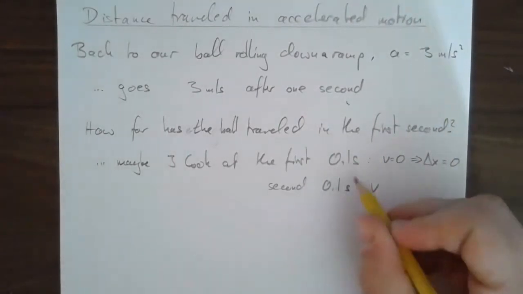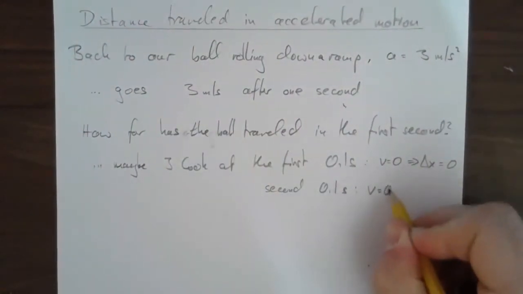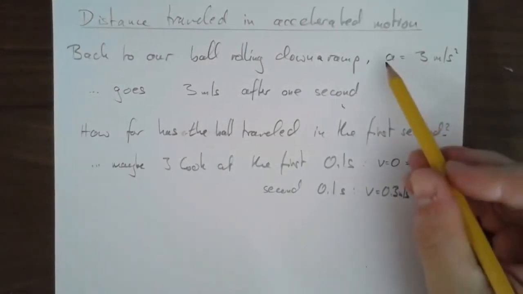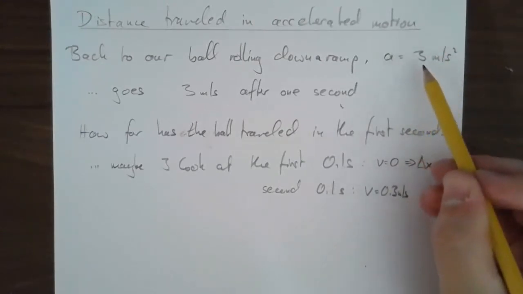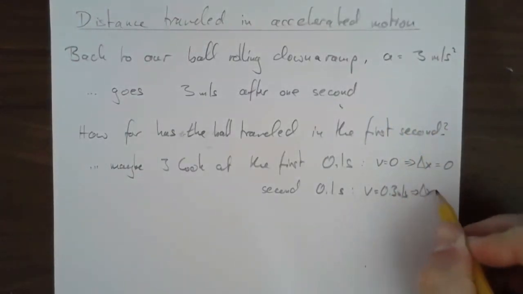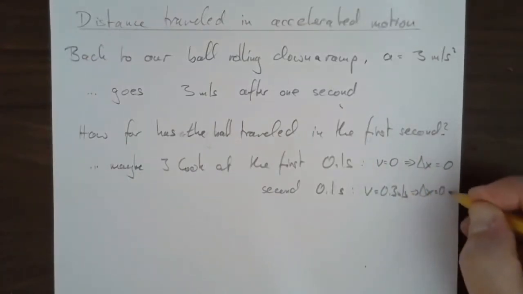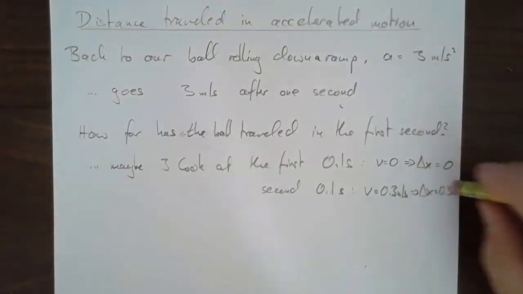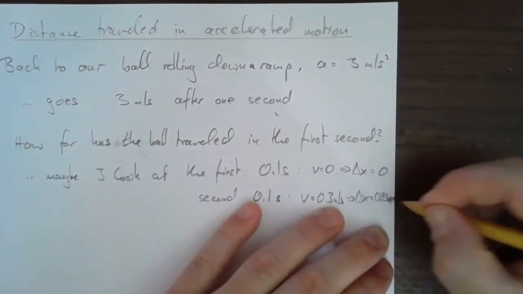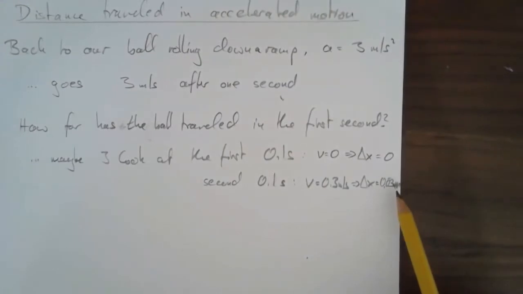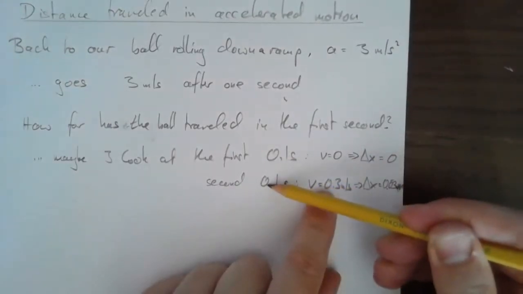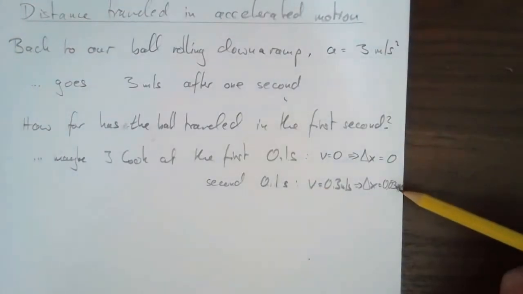After 0.1 seconds have passed, my velocity is 0.3 meters per second, because acceleration is 3, so after 0.1 second we will have acquired a speed of a tenth of that. So my delta x will be 0.03 meters. Sorry, I'm really losing it right now. Why is that? My velocity is 0.3, and that's been happening for 0.1 seconds, so 0.1 times 0.3 makes 0.03.